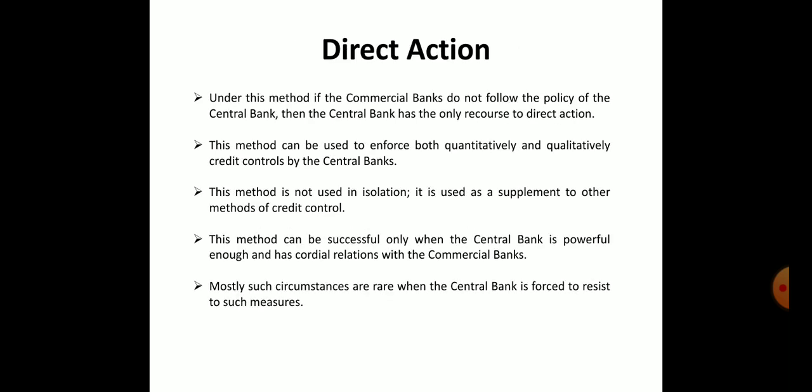Next is direct action. Under this method, if the commercial banks do not follow the policy of the central bank, then the central bank has the only recourse of direct action. They can directly take action against the commercial banks. This method can be used to enforce both quantitative and qualitative credit control by the central bank. This method is not used in isolation. It is used as a supplement to the other methods of credit control. It cannot be used as a single method. It can be taken along with any of the previous methods we have followed.